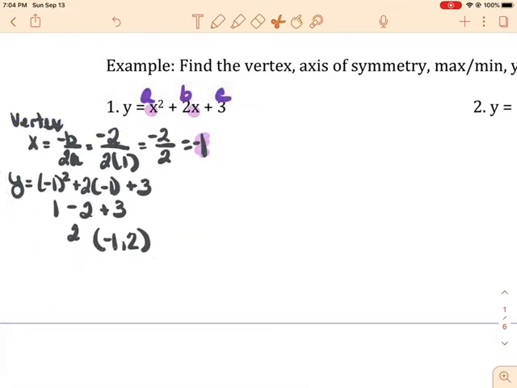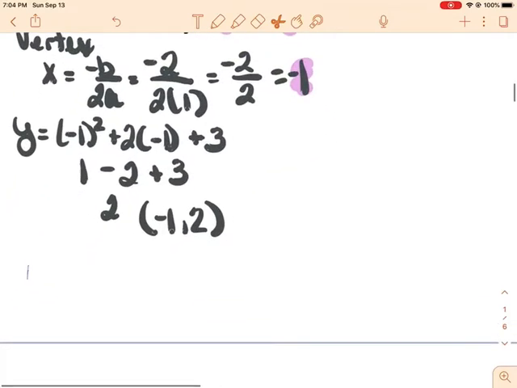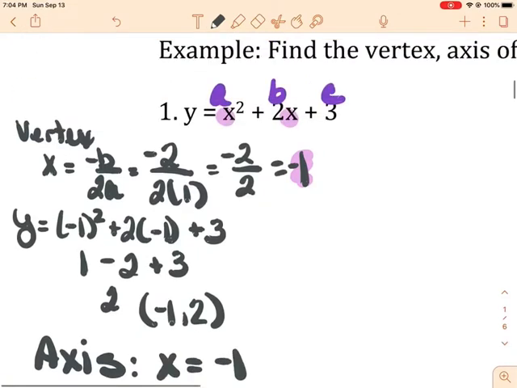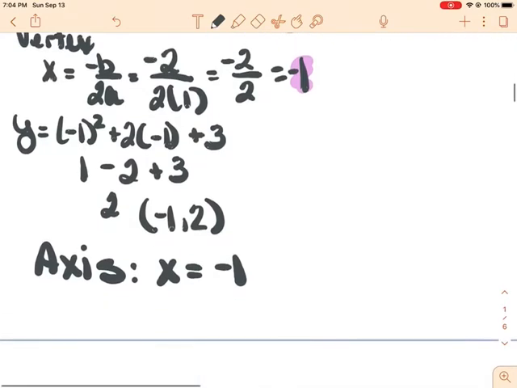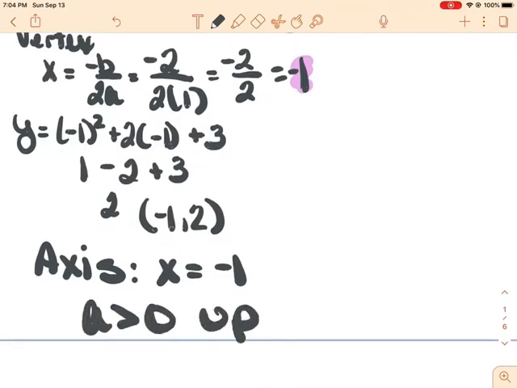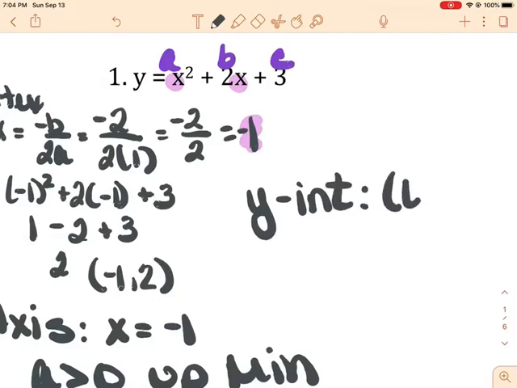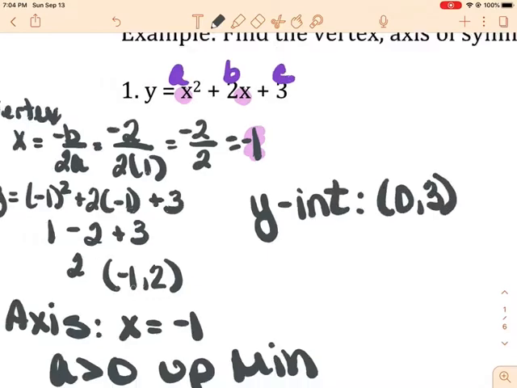Okay, all right, now we need our axis of symmetry, which is the x-coordinate of our vertex. Remember, it's always a line, so it's x equals negative 1. The number in front, a, is positive 1, so that means it opens up, which means it has a min. Now our y-intercept is the c value, which is going to be positive 3.